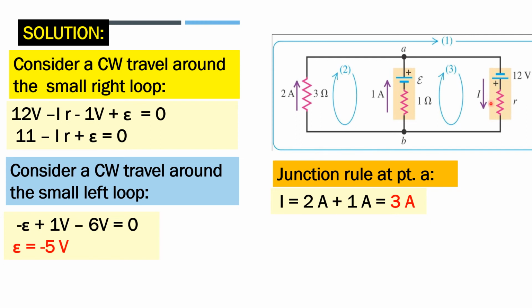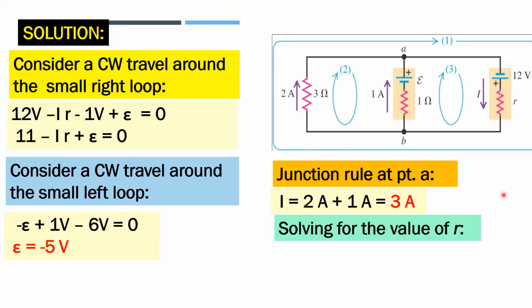All right, so far we already know the EMF of the rundown battery and also the value of the unknown current that passes through the 12-volt battery. So the last variable that we are going to determine is the internal resistance, small r, of the 12-volt battery. How are you going to do that? So the next step, of course, is to solve for the value of r.